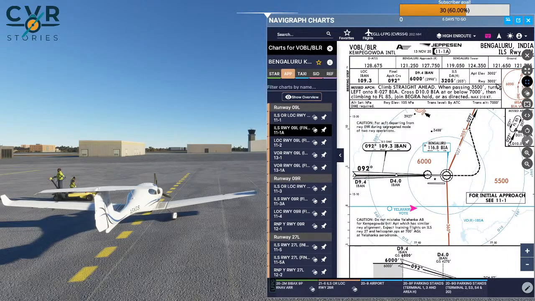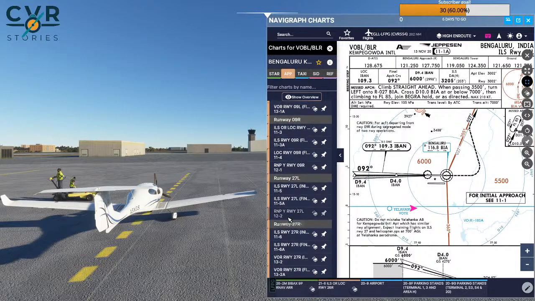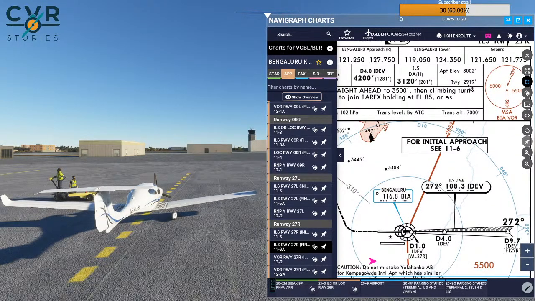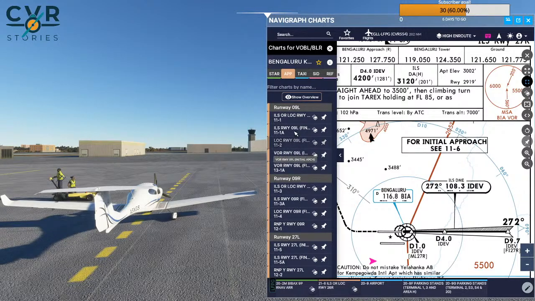In our case, the runway elevation for 09 left and the airport elevation coincide, which is why they're given the same over here. But if we go to 27 right, again, it will not coincide. This will be 3002. This will remain 3002, but your runway elevation now, you see, is 2919. So this is how you can cross-check whether there is a difference around the airfield.